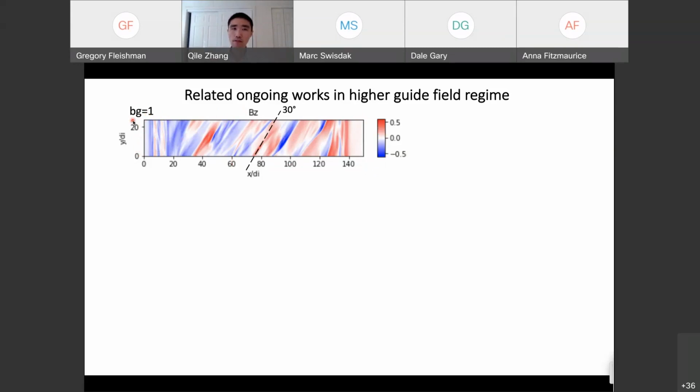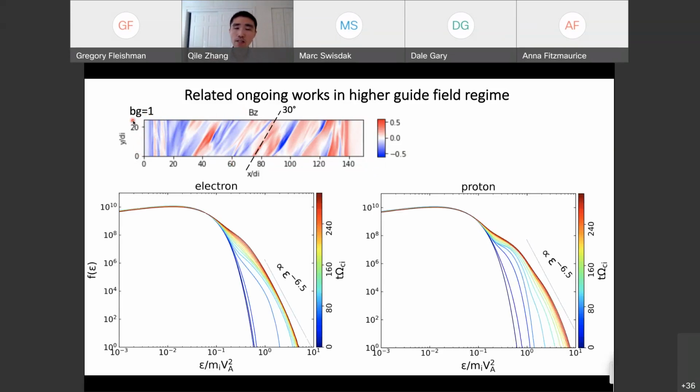And with this prediction of the Ly threshold in the higher guide field regime, we can again take advantage of that and extend our 3D simulations to an unprecedented size, also 300 Di in X. And both species also evolve over time into power law spectra, but with a steeper slope compared to those in the low guide field regime, which means a weaker acceleration in the higher guide field compared to a lower guide field, as expected.